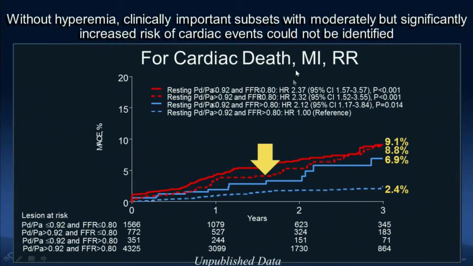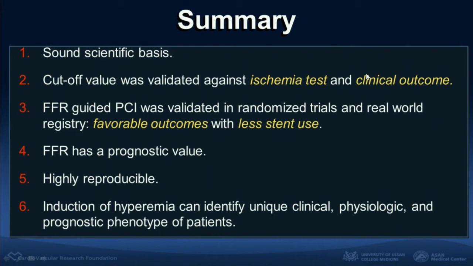This is my summary. FFR has a sound scientific basis, and the cutoff value of FFR was validated against ischemic tests and recently clinical outcome. FFR-guided PCI was validated in randomized trials and real-world registries, with favorable outcomes with less stent use. FFR has a prognostic value and is highly reproducible. In addition, induction of hyperemia can identify the unique clinical, physiologic, and prognostic phenotype of patients. So I'd like to say FFR would be the gold standard in the cath lab. Thank you for your attention.